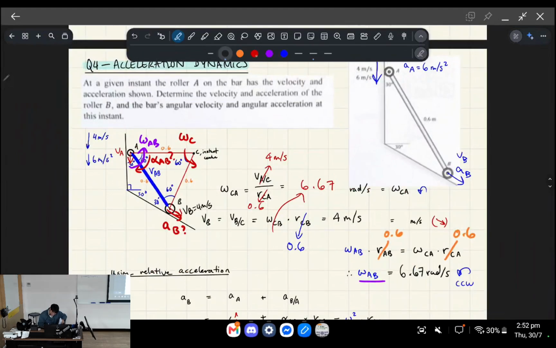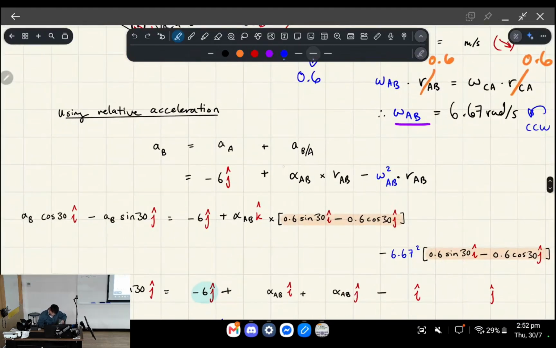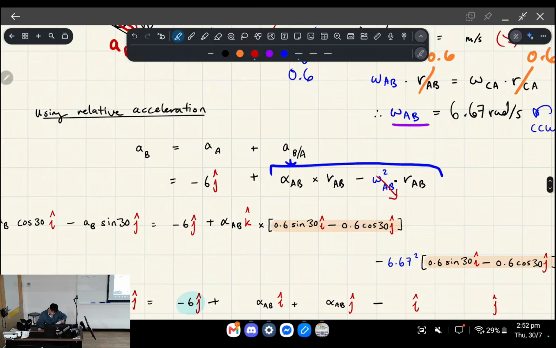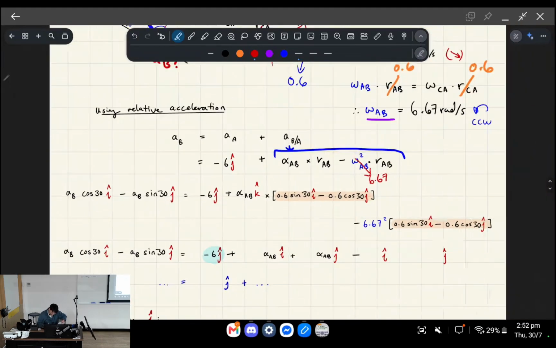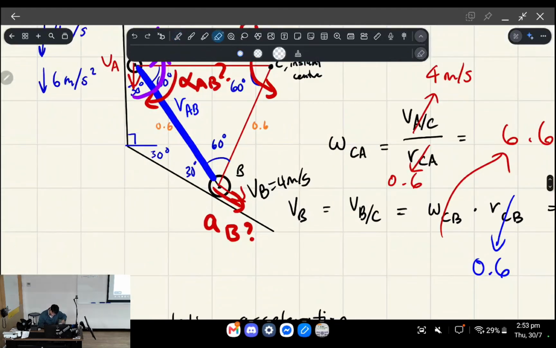So how are we going to solve this? We use the relative acceleration formula, and then we split up the relative component into its tangential and normal components. So we can plug in our numbers, all good. On the left-hand side, what you'll notice is that the linear acceleration of B is actually further split up into two subcomponents. And why is that?